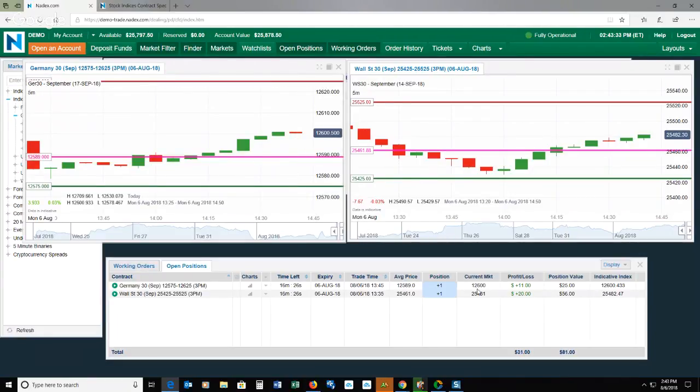And again, the Germany 30 has outperformed the Dow, not because really of the movement per se, but because we were able to get the Germany 30 for a lower risk. On the Wall Street 30, we had, I think it was $36 of risk. So it's trying to get there. Not sure that it will, but it's trying.